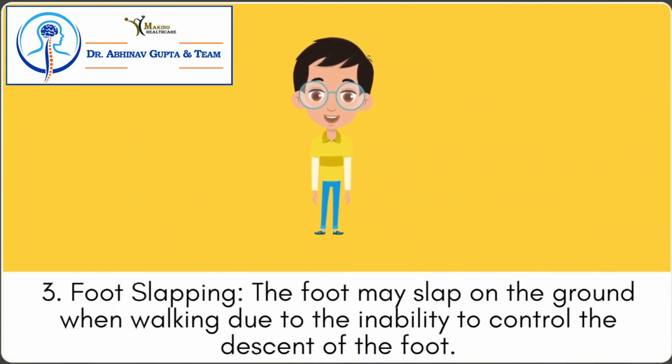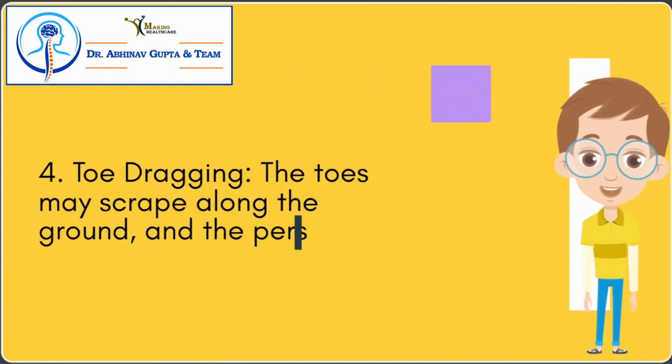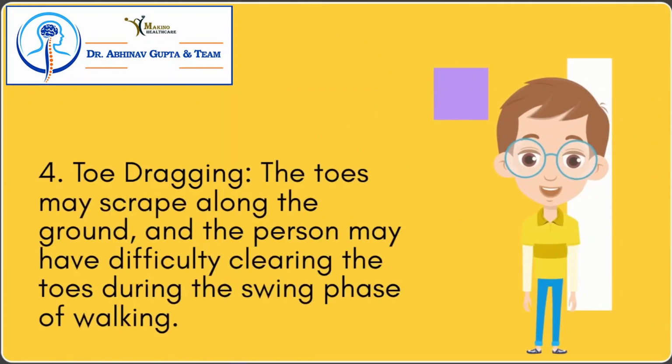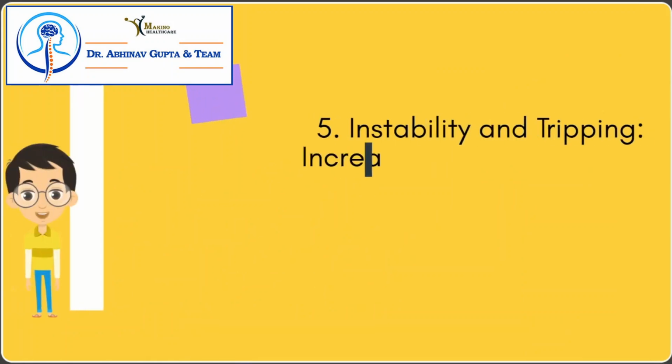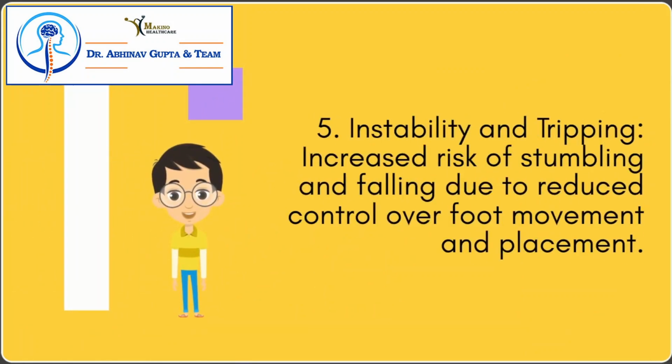3. Foot slapping. The foot may slap on the ground when walking due to the inability to control the descent of the foot. 4. Toe dragging. The toes may scrape along the ground, and the person may have difficulty clearing the toes during the swing phase of walking. 5. Instability and tripping, increased risk of stumbling and falling due to reduced control over foot movement and placement.